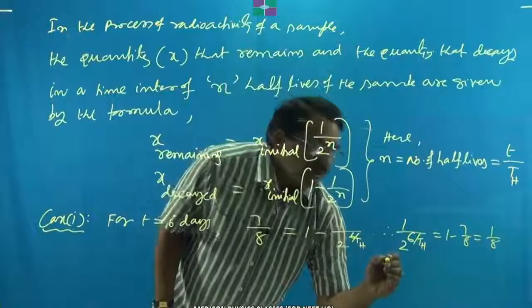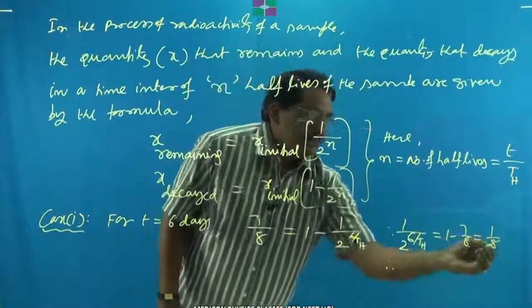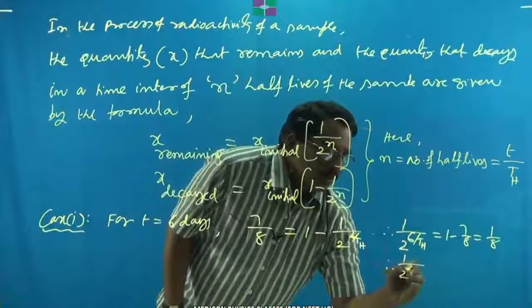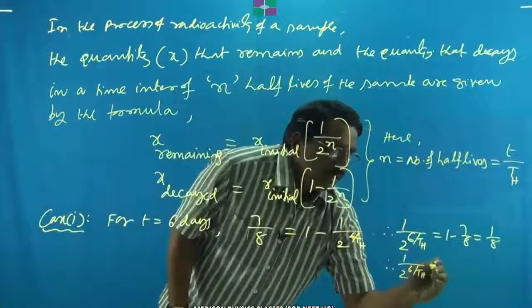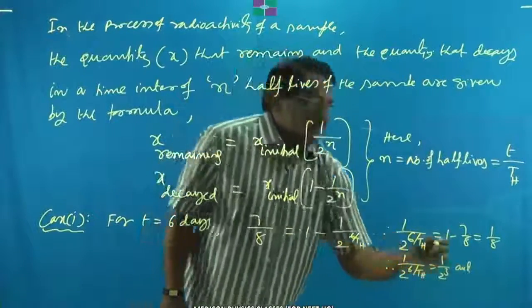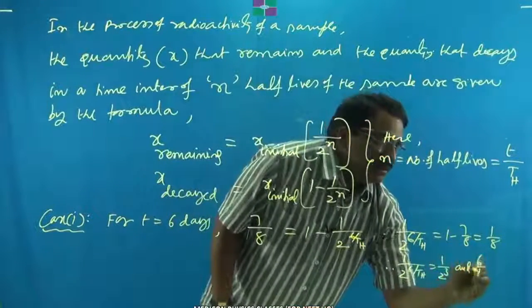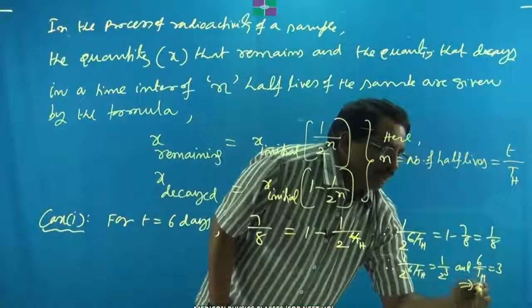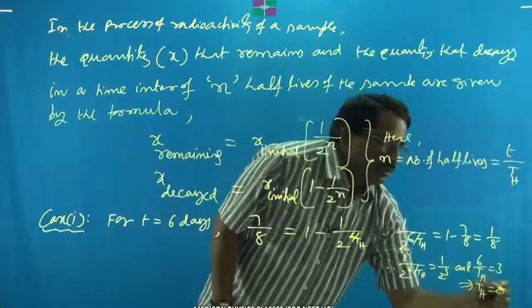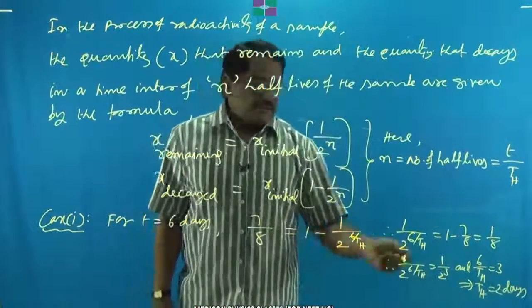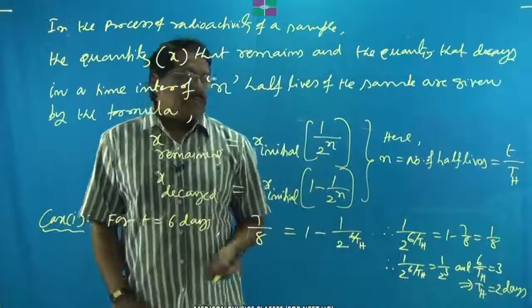Here 8 is 2 cube, so 1 by 2 power 6 by th equals 1 by 2 cube, and 6 by th is equal to 3, which implies the half-life of the sample is 6 by 3, that is 2 days. So the half-life of the given sample we got is 2 days.